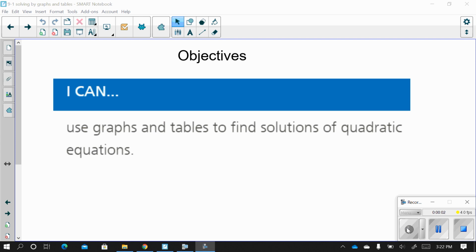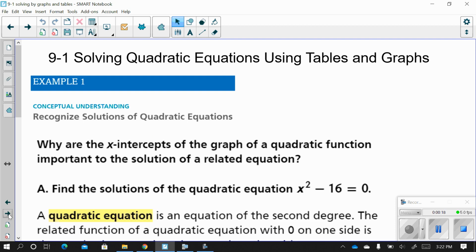Hey guys, so we're starting chapter 9 today. Today is 9-1. We're going to solve quadratic equations by using tables and graphs. Okay, so in chapter 8, remember we spent a lot of time graphing. You're going to hate me today, and I'll tell you why in just a second. So this is 9-1, solving quadratic equations using tables and graphs.